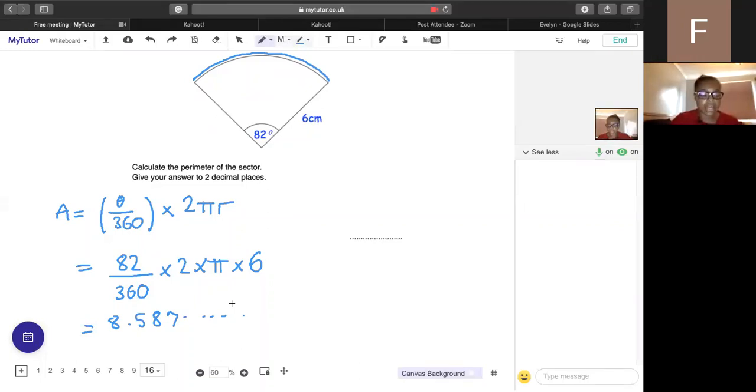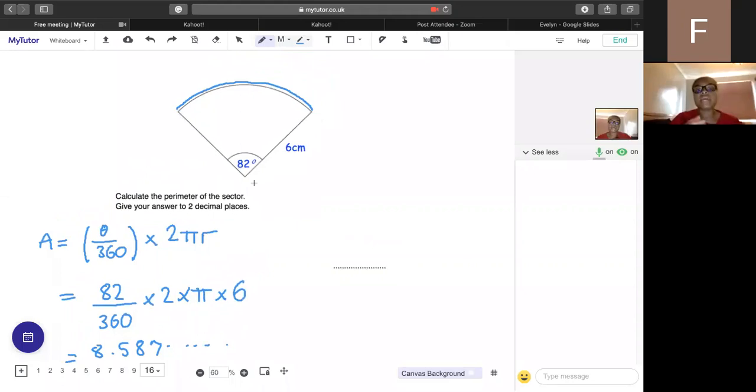So press your Ans button, and then the final thing we want to do is add on our 6 centimeters, which is this line here, and add on our other 6 centimeters, because remember, these are both radii. They are both exactly the same value. So we press Ans, then add 6 and add 6 again to get the entire perimeter. And when we do this, you should get 20.